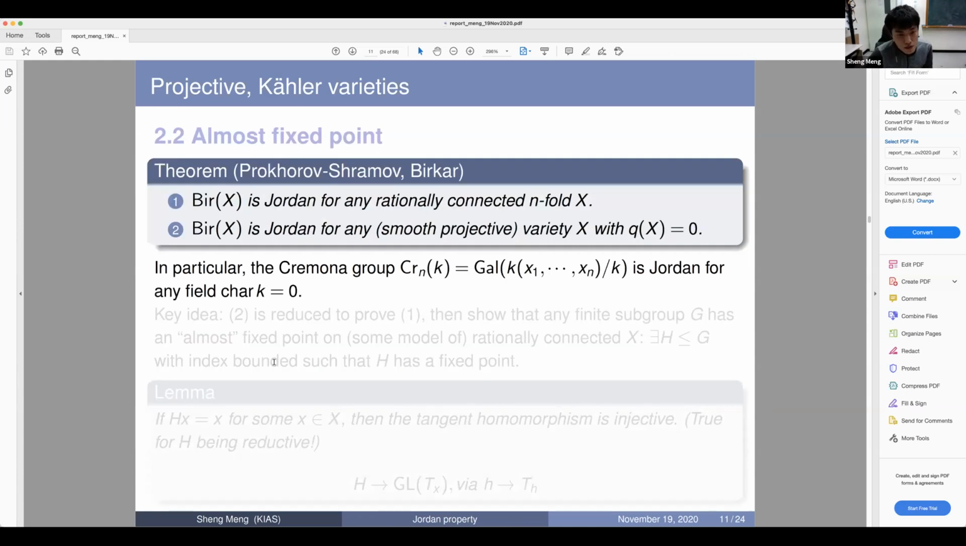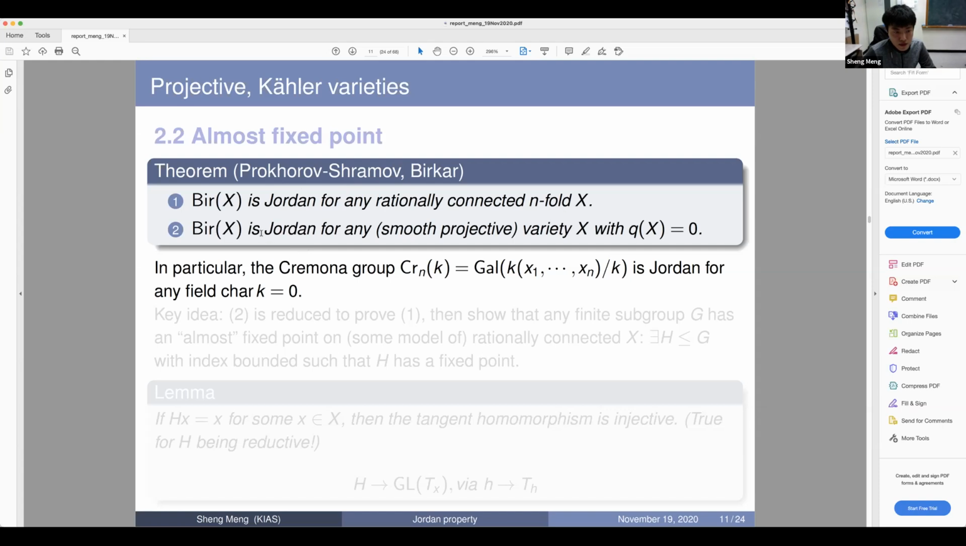The Jordan property is also highly related to another boundedness, about the almost fixed point. Using this, and also the boundedness of the terminal Fano varieties, which is the so-called BAB conjecture proved by Birkar, Prokhorov and Shramov showed the Jordan property for the birational automorphism group of any rationally connected variety.